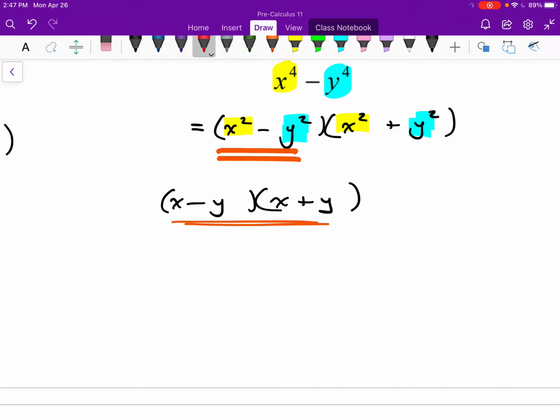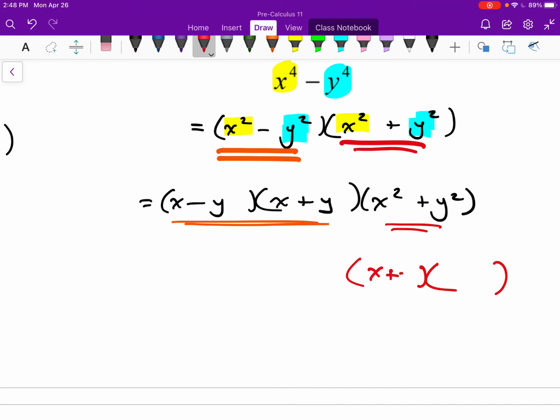However, what I see underlined in red, I can't go any further. That is a sum of squares if you want to give it a name, but it doesn't matter. You can't factor that anymore. So I'll just write it down. Now, if you look at that and go, why can't I factor that more? Or if you think, well, shouldn't that be x plus y times x plus y?